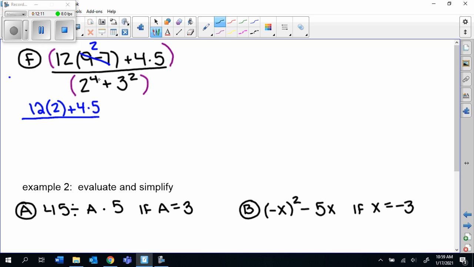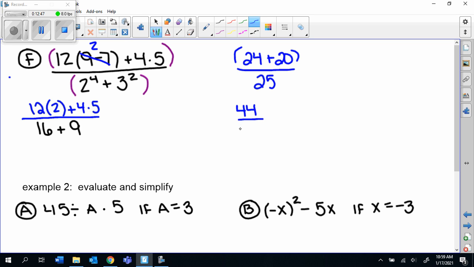And so this is 2 to the 4th is 16, plus 3 times 3 is 9. Let's go back to the numerator. 12 times 2 is 24. 4 times 5 is 20 over, and since I'm doing it, I might as well do one step on each since I'm keeping it separate. 16 plus 9, I can go ahead and simplify that to 25. And so now I can do one last step, 44 over 25.